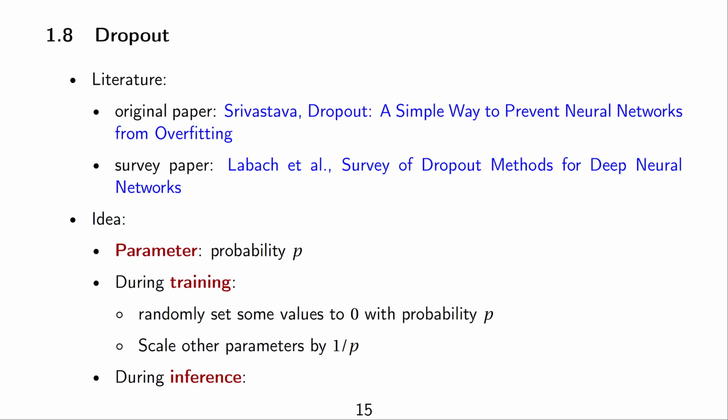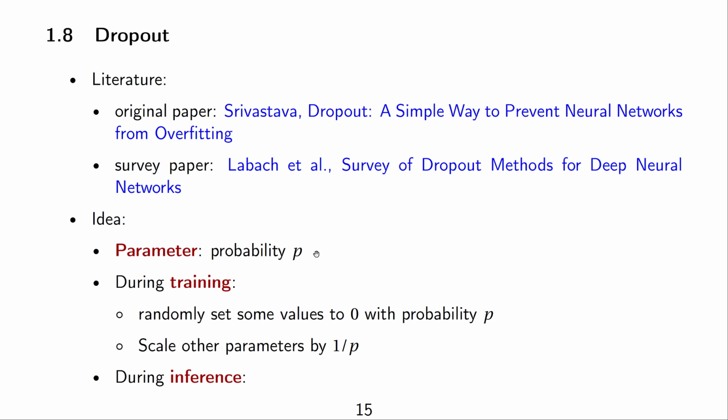Dropout is a technique that is very widespread and is important to know because it's referenced very often in the literature. We'll have a parameter that is a probability P. And what we are going to do is, inside the network, we are going to set values to 0 with a probability P.